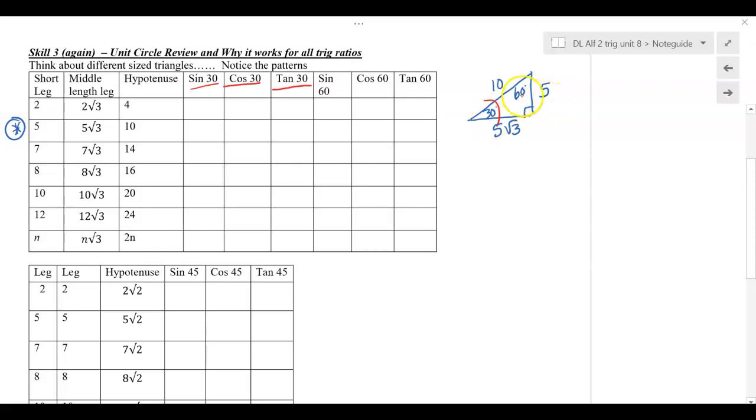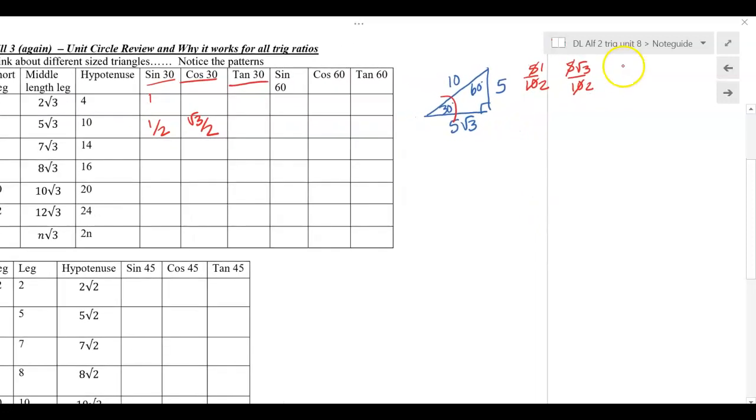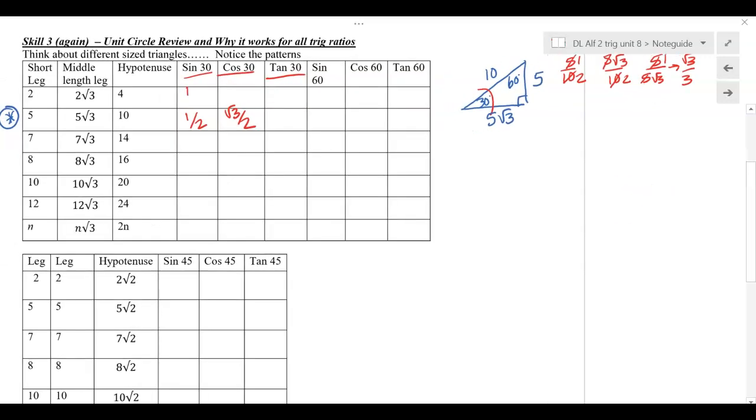Remember, sine is opposite over hypotenuse, which would be 5 over 10, which would reduce to 1/2. And then the cosine of 30 would be the adjacent over the hypotenuse, which would reduce to rad 3 over 2. And the tangent of 30 would be the opposite over the adjacent, which would reduce to 1 over rad 3. We've rationalized this several times and seen that that's the same value as rad 3 over 3.